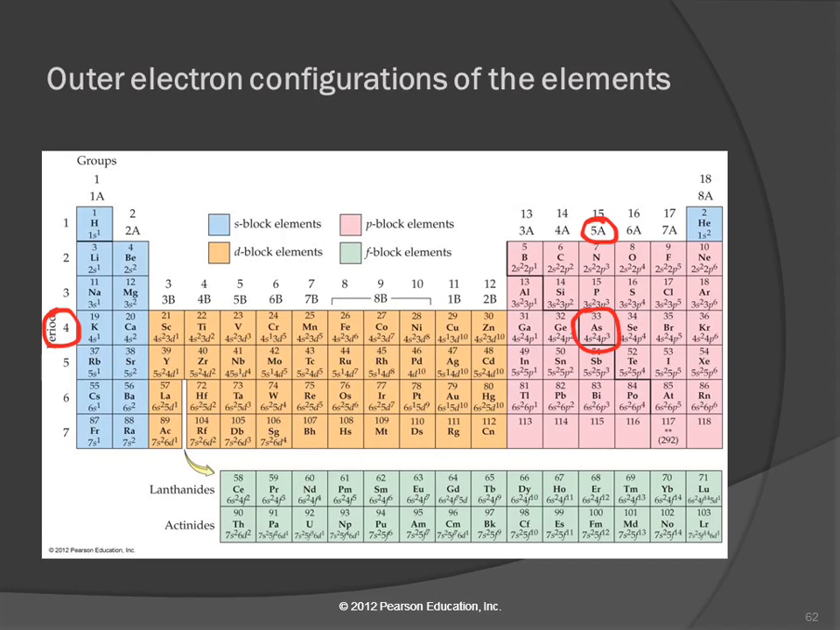How about radon? Oops, that's radon down here. It's in row 6 in the P block, and it's in the 6th column over. Radon ends with 6p6.